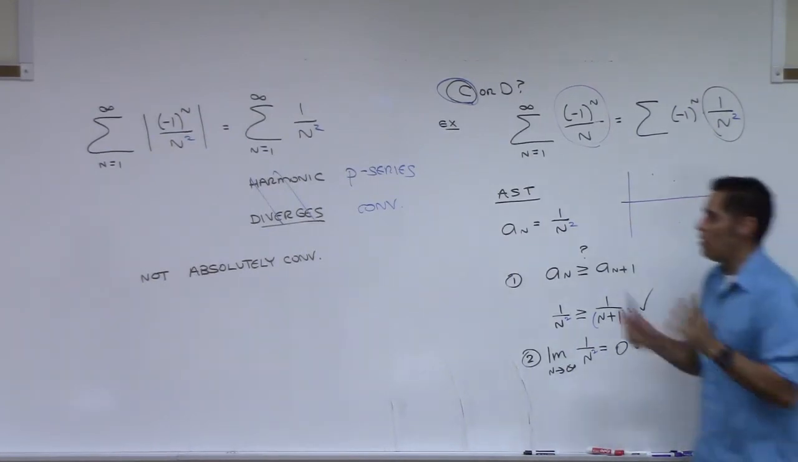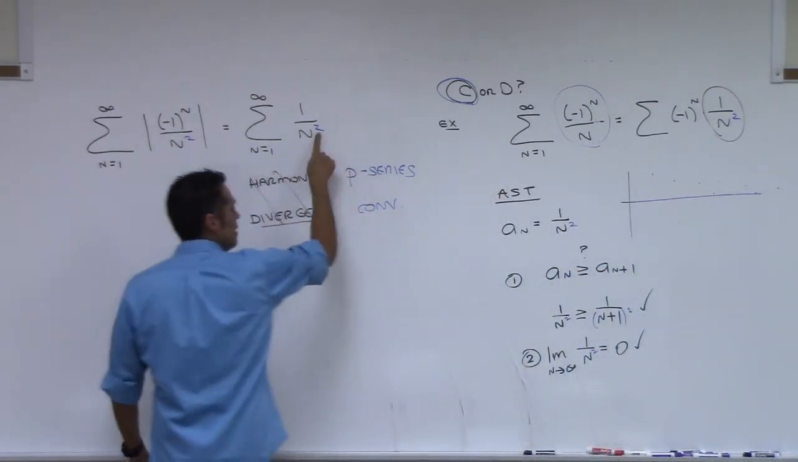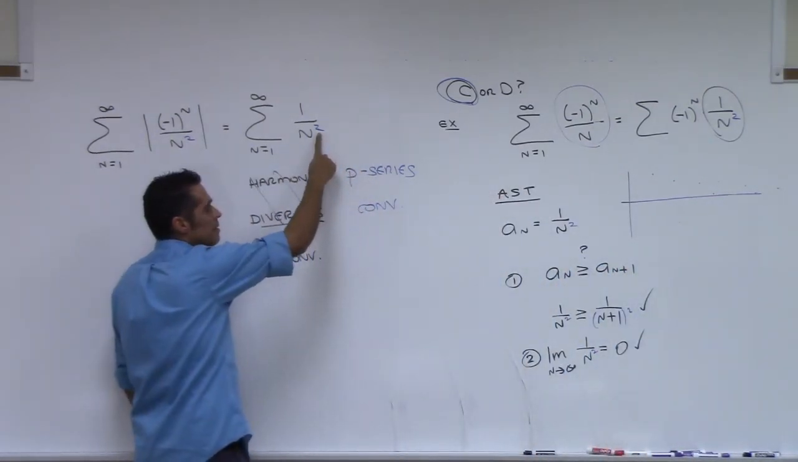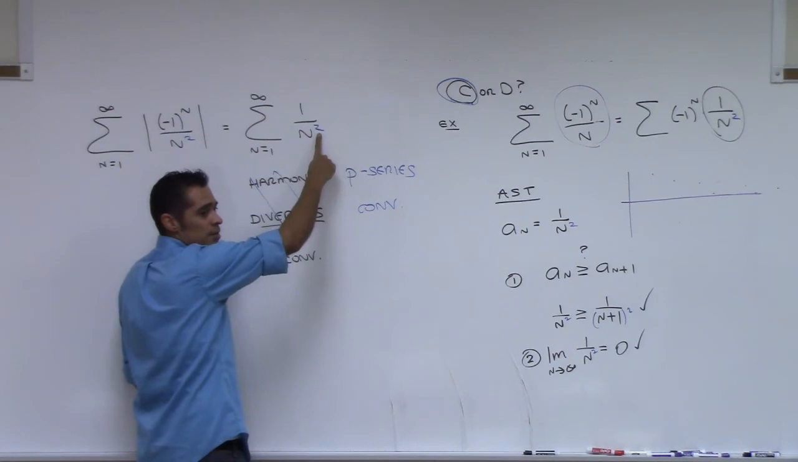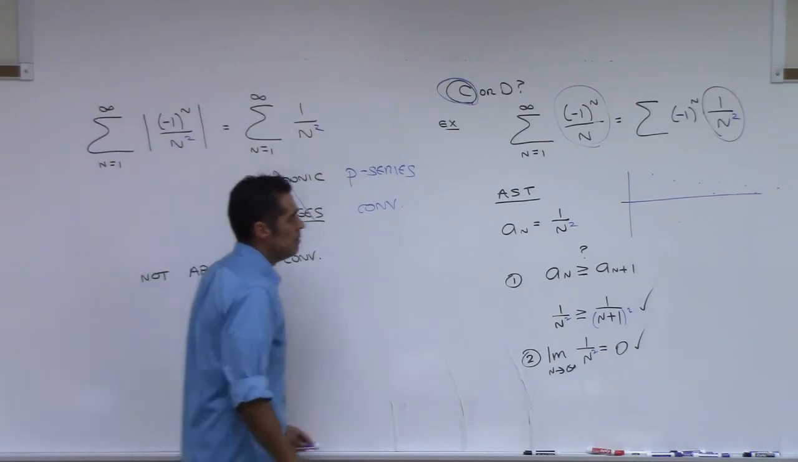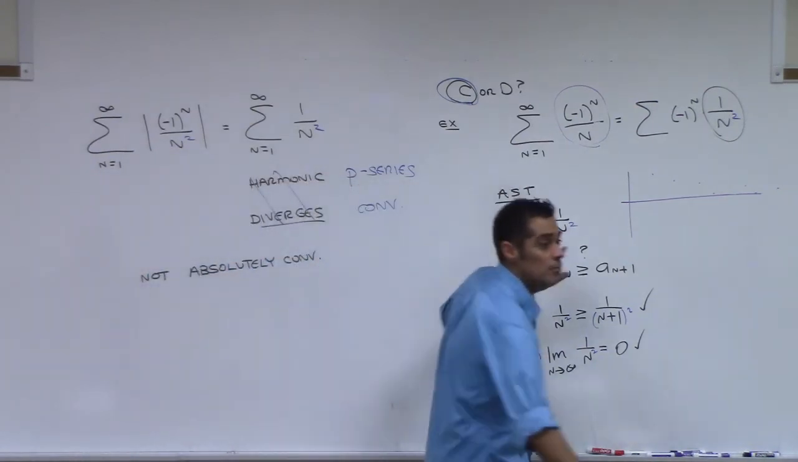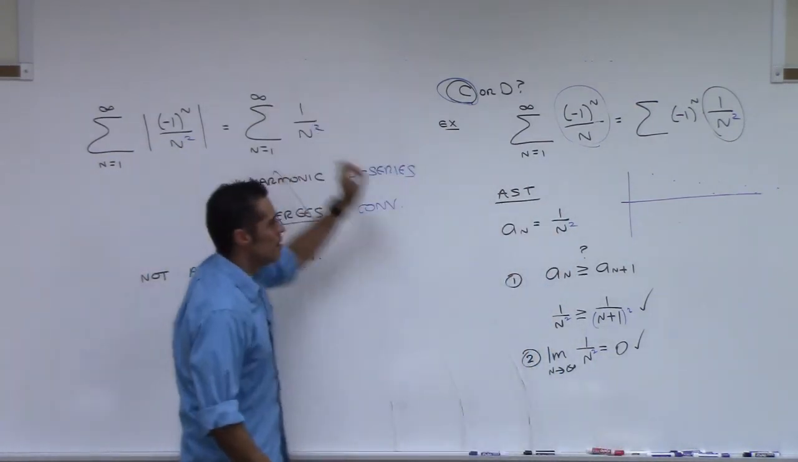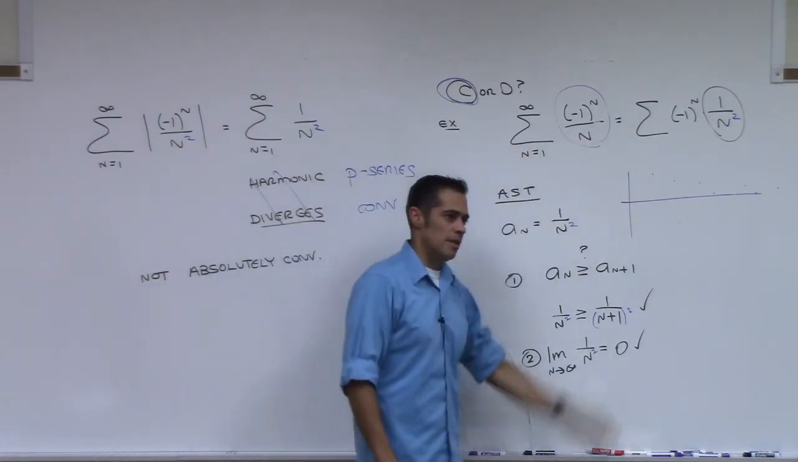So all of that is dictated by that number, right? If that number is bigger than 1, we're going to get convergence. If it's smaller than or equal to 1, we're going to get divergence. Over here, that's not necessarily the case. We have to run the alternating series test.